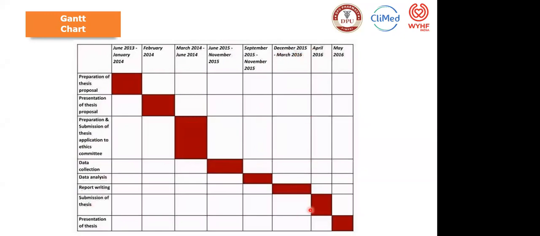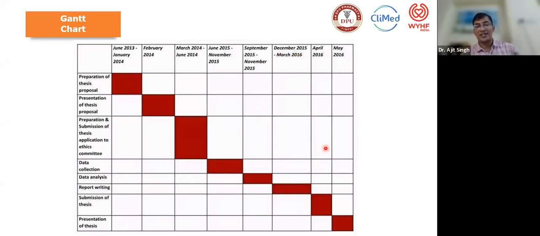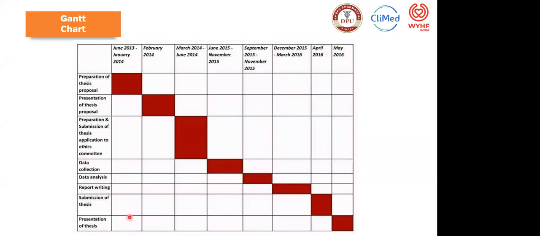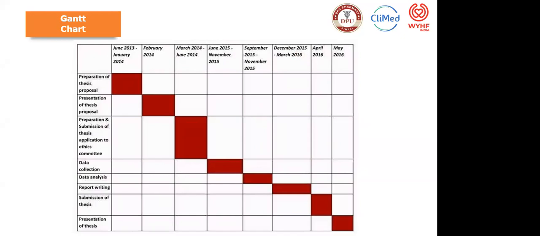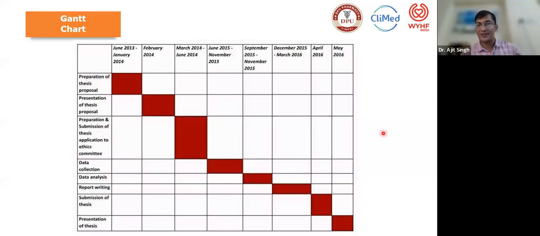Submission of the thesis will be April 2016. May 2016 will be publication of the submission of the thesis. So these are proper timelines you have to keep, guys. Then only you will be successful in fixing your timelines and adhering to them. The Gantt chart is very important.